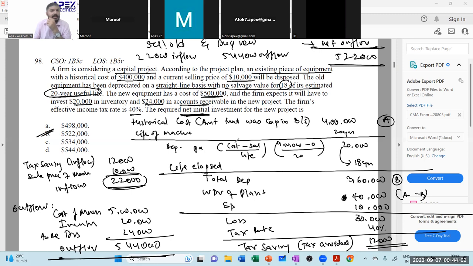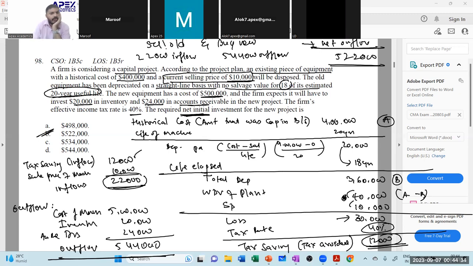What is the selling price given in the question? Current selling price of 10,000. Something that costs you 40, if you sell it for 10, profit or loss? Loss. What is the loss? 30,000. On profit you pay tax, on loss you save tax. What is the tax rate? 40%. How much tax you saved? 12,000. Tax saved is tax not paid, and is considered as a cash inflow.